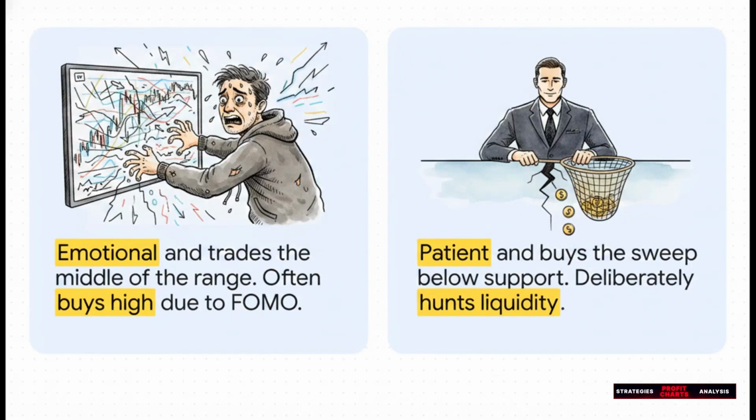There is a massive psychological divide between the players here. Retail traders, we tend to get emotional. We trade the choppy, messy middle of a range, and we buy high because the FOMO is just too real. Smart money, though, they are infinitely patient. They sit back and they buy the sweep below support. They are actively hunting for the exact liquidity that retail traders unknowingly hand over when their stop losses get triggered. It's a psychological chess match, for sure.